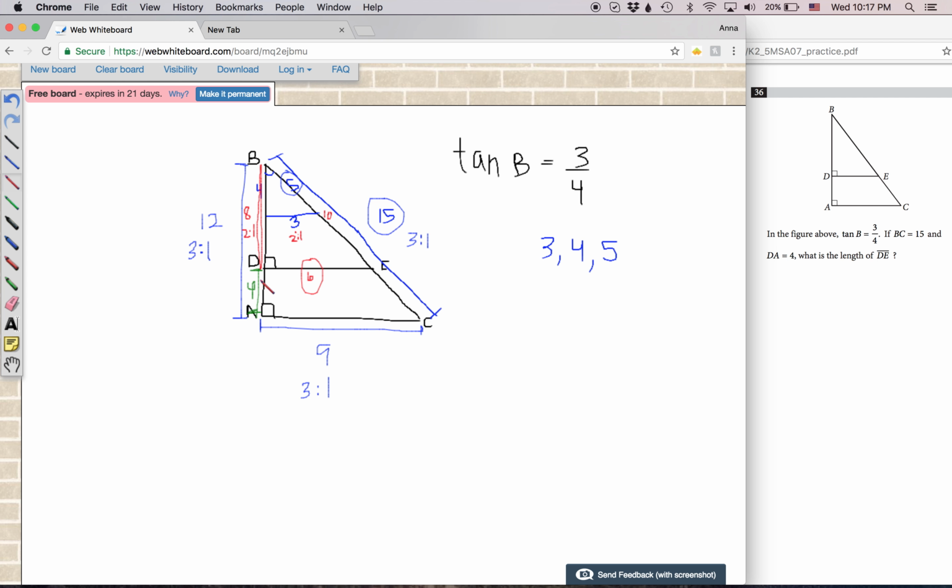So then they tell us DA is 4. We think, oh, look at that. What's the relationship here? If this whole thing's 12, this is 4, this must be 8. What's the relationship between our reference triangle and the top triangle? It's double, right? So 4 doubled gives you 8 for this piece. 3 doubled gives you 6. 5 doubled gives you 10 if you needed it. The answer is 6.